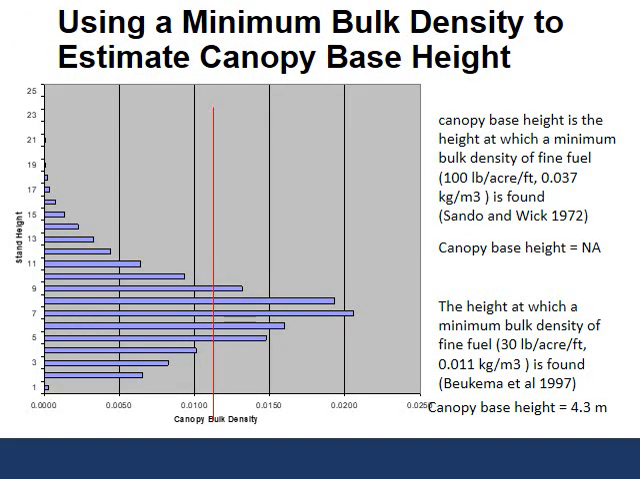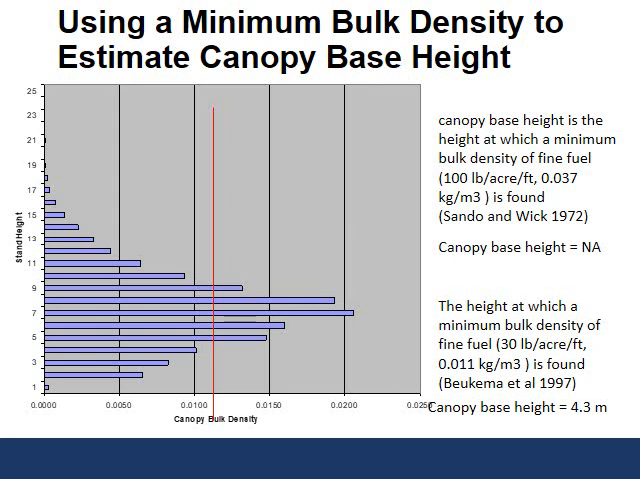Another way to estimate canopy base height is the height at which a minimum bulk density of fine fuels is reached. Here is a vertical fuel profile. We will develop these later in this lecture. We will use this approach along with Sandow and Wick 1972, which suggest that the canopy base height is the height at which a minimum bulk density of fine fuel, 100 pounds per acre per foot, or 0.037 kilograms per meter cubed, is found.